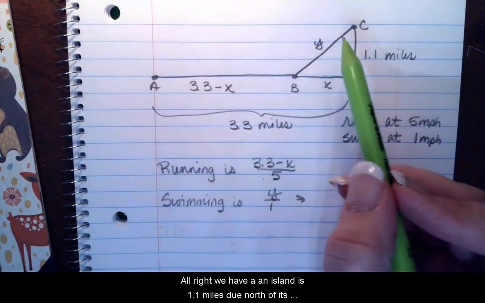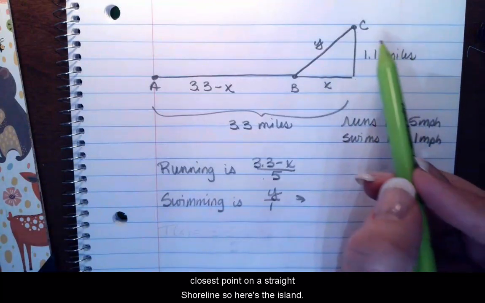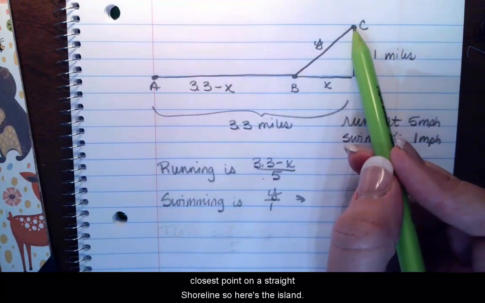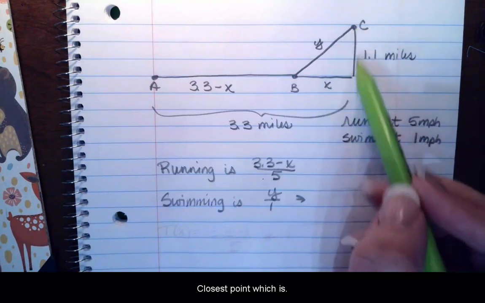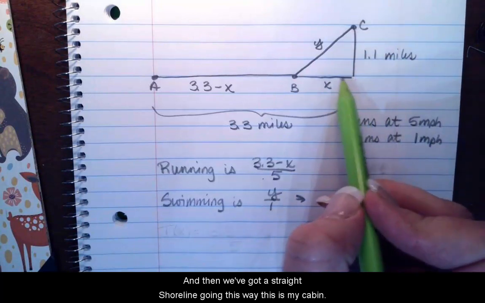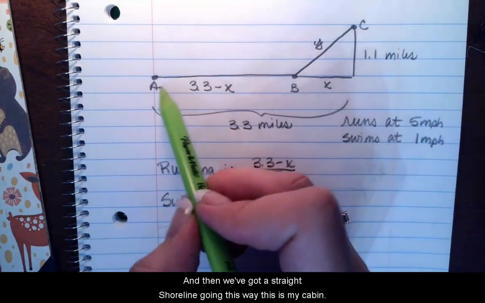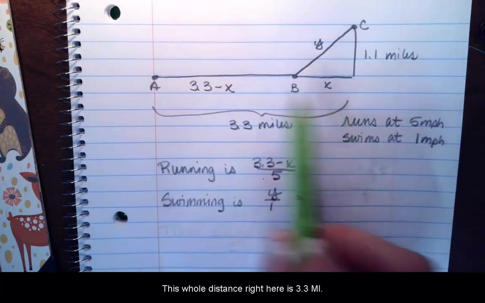We have an island that is 1.1 mile due north of its closest point on a straight shoreline. So here's the island. Here's this closest point, which is a straight line. And then we've got a straight shoreline going this way. This is my cabin. This whole distance right here is 3.3 miles.